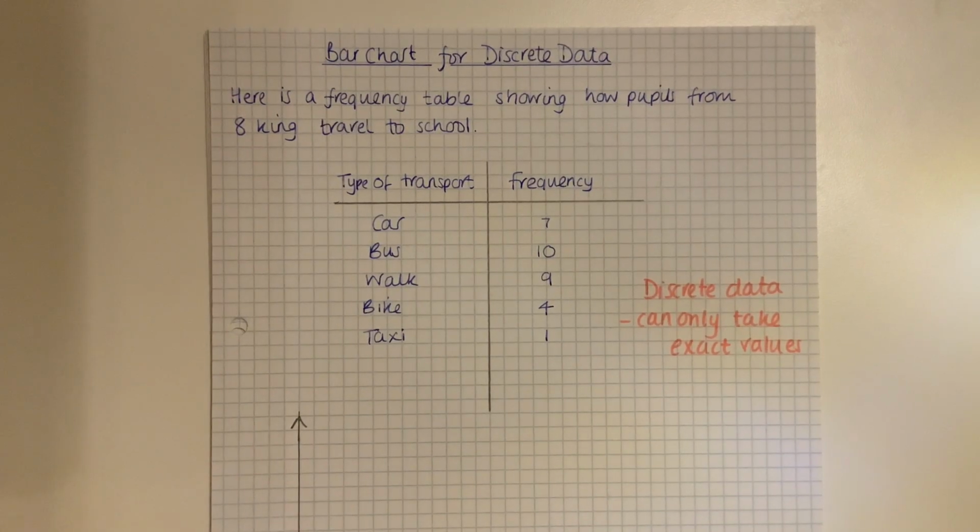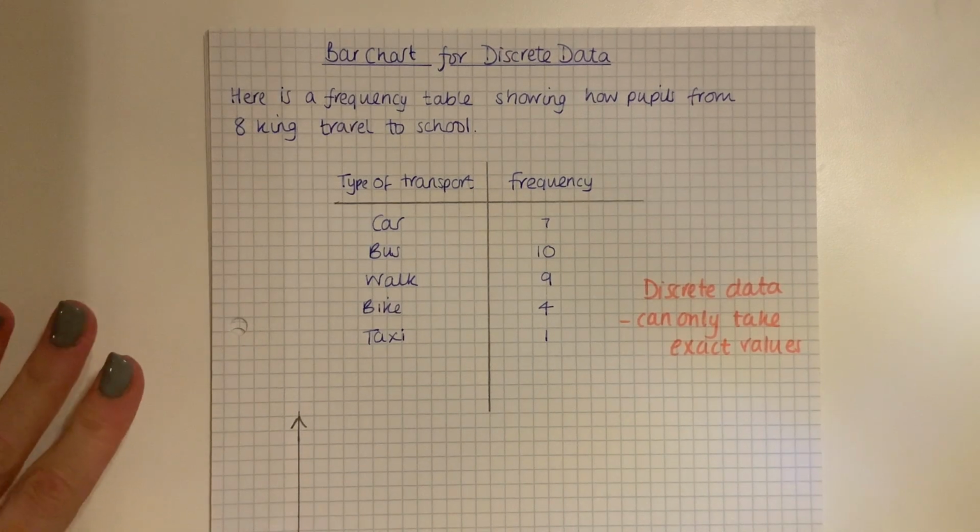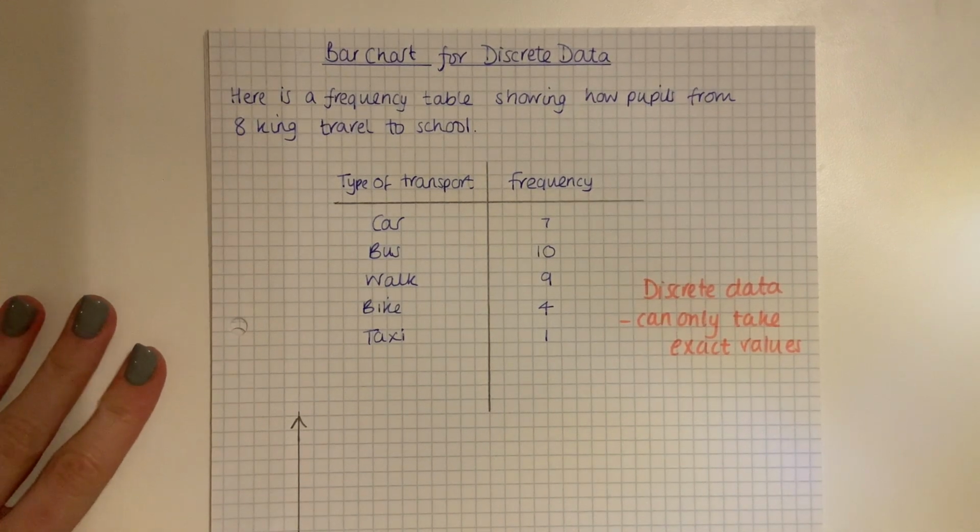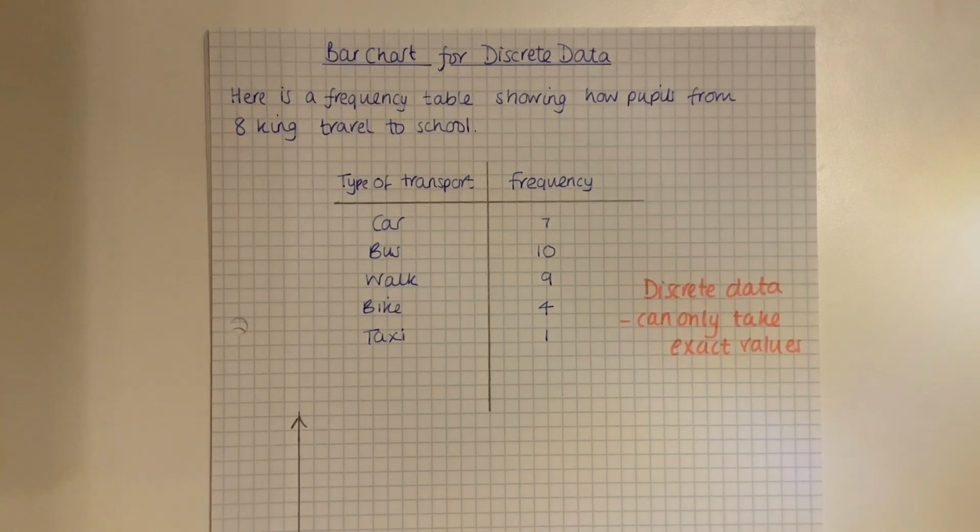So here I have my data. I've got a frequency table showing how pupils from 8 King travel to school. So I've taken a tally of how they get to school, and I've put my data into a frequency table so I can see that 7 pupils came by car, etc. So I'm going to transfer this data now into a graph.